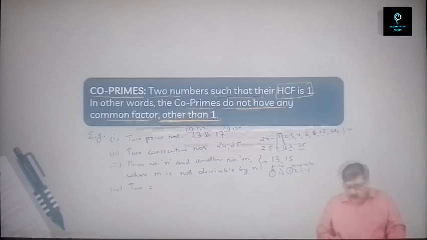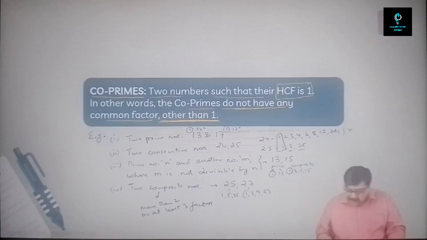Now fourth, two composite numbers. By the way, a composite number is one which has more than 2 factors, or at least 3 factors. So take two composite numbers, such as 25 and 27. What are the factors of 25? 1, 5 and 25. What are the factors of 27? 1, 3, 9 and 27.